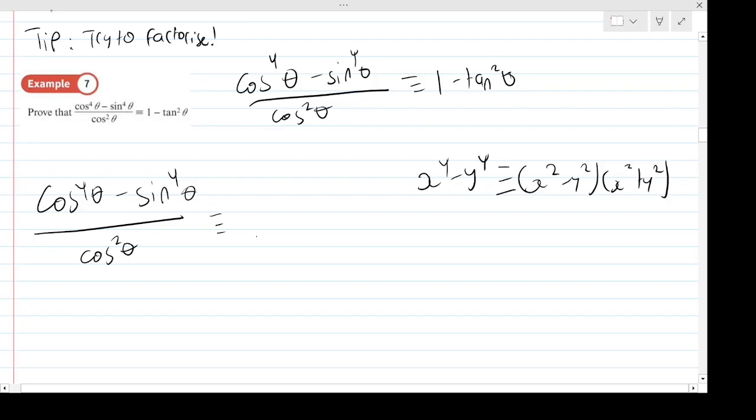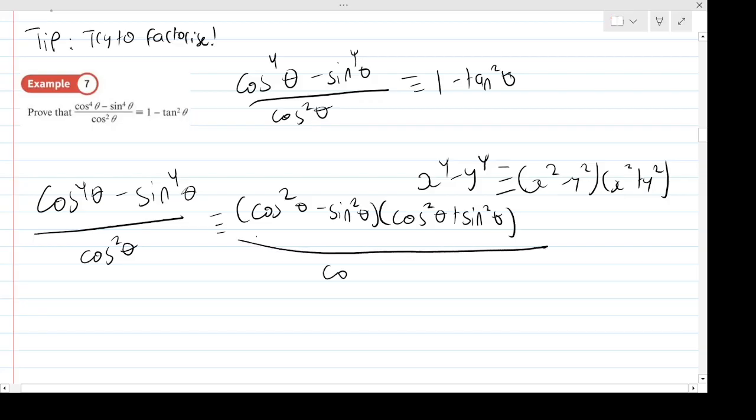So if we say x is cos theta and y is sine theta, this factorises in this way. So this is cos squared theta minus sine squared theta, and cos squared theta plus sine squared theta, all over cos squared. I remember we did look at factorising expressions back at the very start of the course, so there might be some good exercises in that section if you want to practice your factorising. But anyway, we've got to this point.